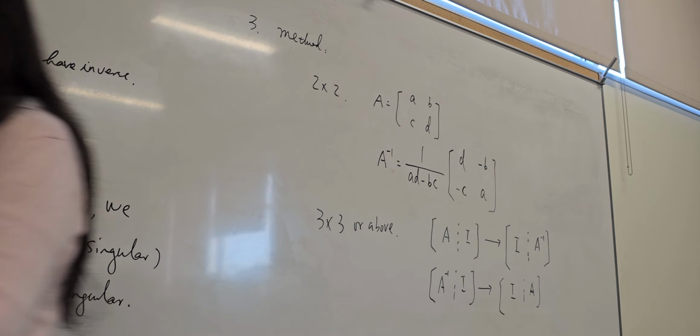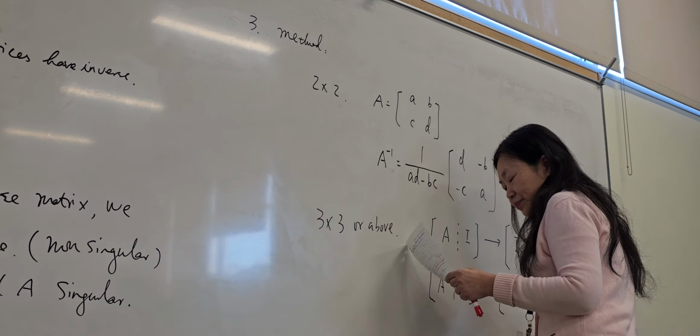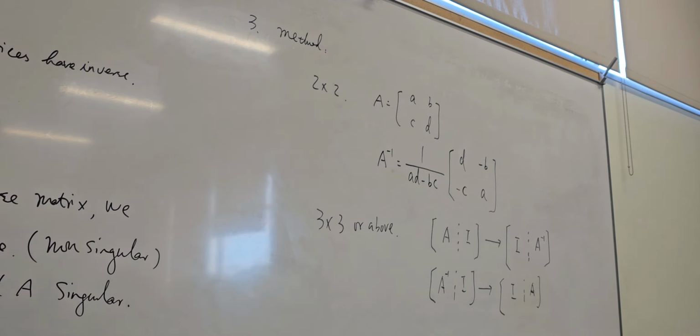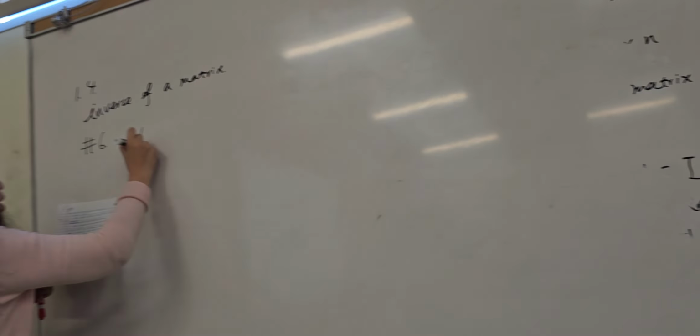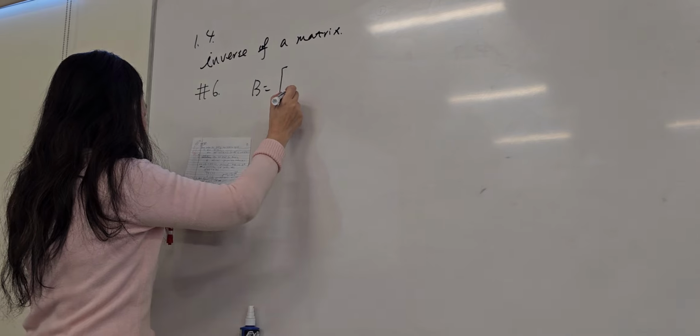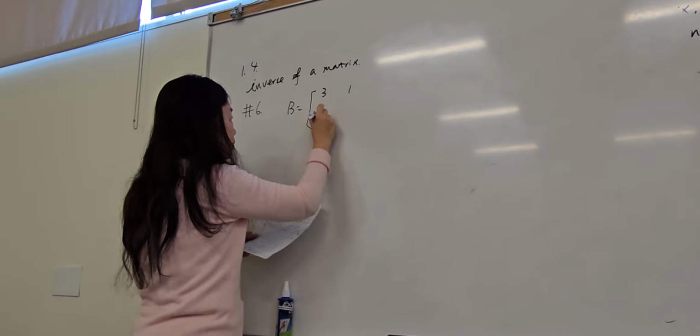Okay, so maybe I will just do one problem, then we're done for today, and that will be number 6. The proofs, we're going to start next week. So on the homework, you can only do up to here. I will do the 3 by 3 next time, so I will just do 2 by 2, which is very easy. So number 6, you have B equal to 3, 1, 5, 2.